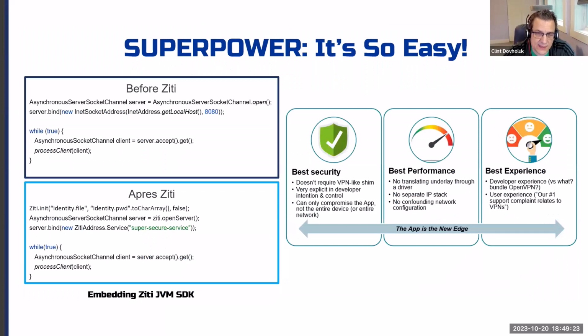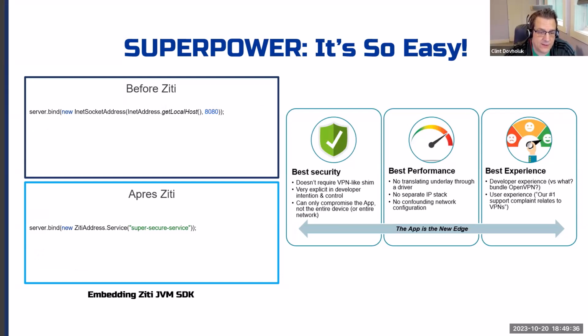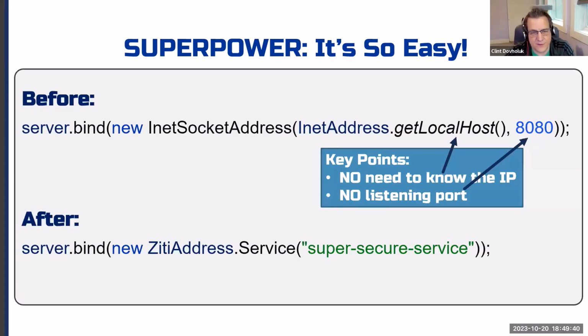This is an example of taking an actual Java application, which creates a client and then sends traffic over that client from the before to the after. Key things to pay attention to here. Let me make it a little bit easier for you to see it. Let me make it even easier for you to see it, right?